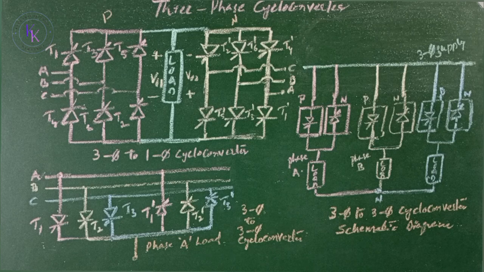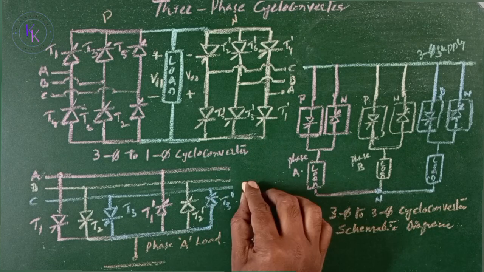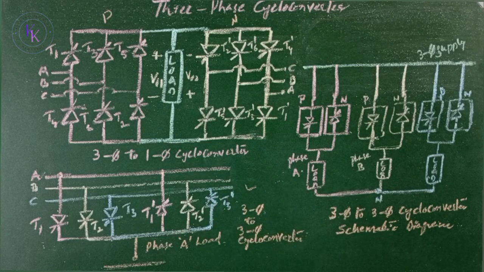The cycloconverter can be extended to provide three-phase output by having 6 three-phase converters, as shown in the schematic diagram here, and each phase consists of 6 thyristors as shown in this figure, and it requires a total of 18 thyristors for a three-phase to three-phase cycloconverter. If 6 full-wave three-phase converters are used for this circuit instead of this circuit, then we require 36 thyristors.